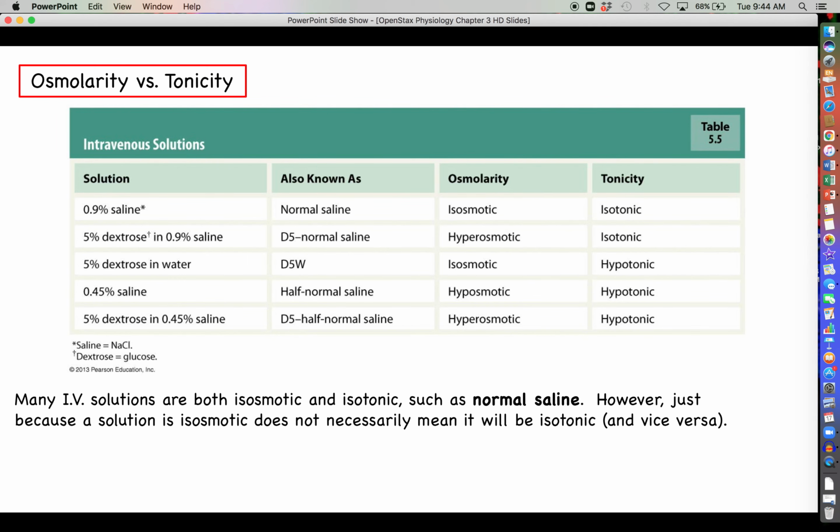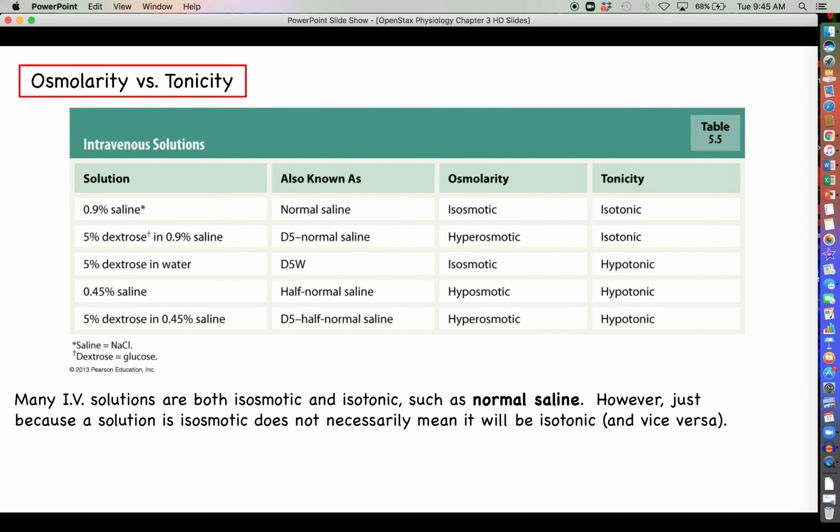And since that is greater than 300, we would consider this to be hyperosmotic to the ICFs of red blood cells. But look over here, the tonicity is still isotonic, meaning that if you give a patient D5 normal saline, we are not going to cause any changes in the shape or volume of red blood cells, meaning there is going to be no net osmosis. So what's that all about? How can we explain that?